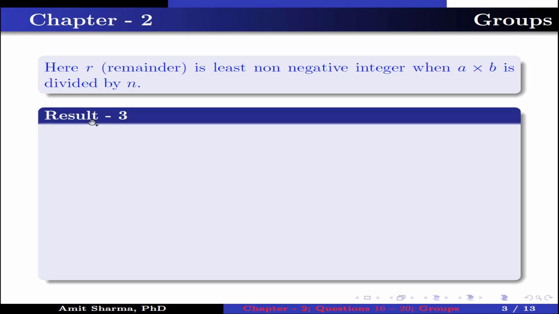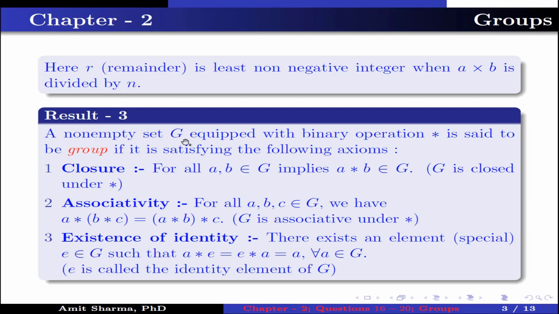Result number 3. A non-empty set G equipped with a binary operation star is said to be a group if it satisfies the following axioms. Number 1, closure: for all a, b belongs to G implies a star b belongs to G. We can say G is closed under star. Number 2, associativity: for all a, b, c belongs to G, we have (a star b) star c is equal to a star (b star c). That is, G is associative under star.